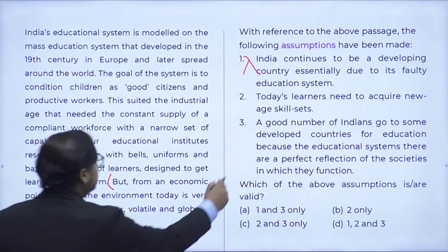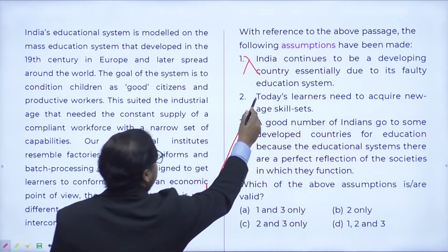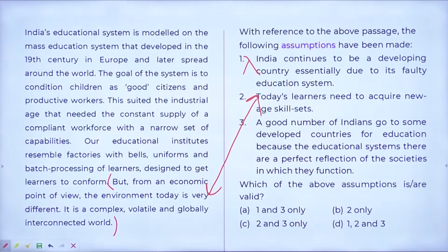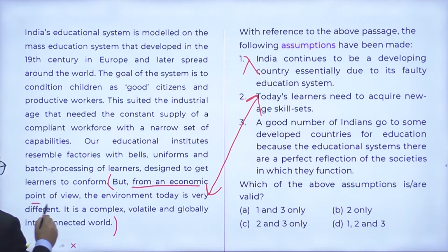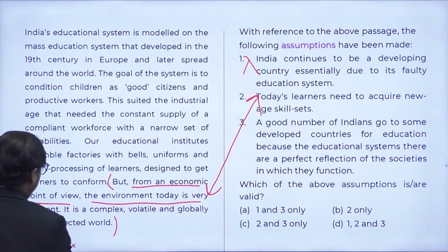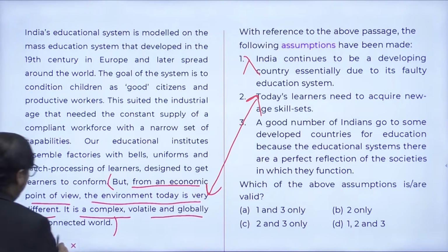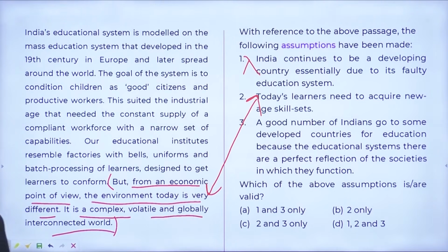So can we relate this with this? Today's learners need to acquire new AI skill sets, and hence I have thought about it. I'm writing from an economic point of view: the environment today is very different. It is a complex, volatile, and globally interconnected world. And hence they have to acquire these new age skill sets.